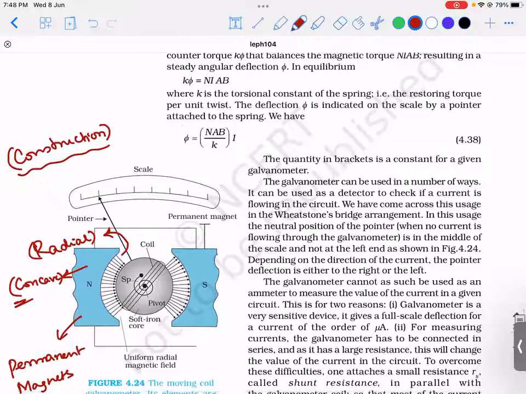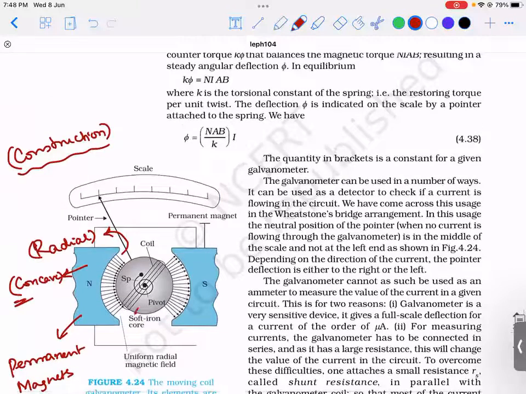Now, you have a coil which is wound around a soft iron core. Why do we use a soft iron core? You will understand it based on certain magnetic properties of it in the next chapter. Soft iron cores can generally get demagnetized easily. That is the reason why we use it. Okay. So there is a coil which is wound around it.